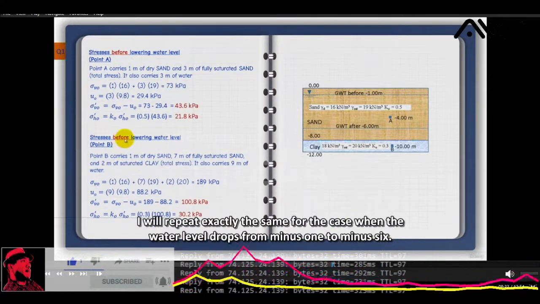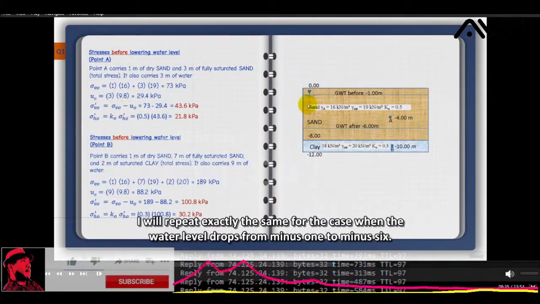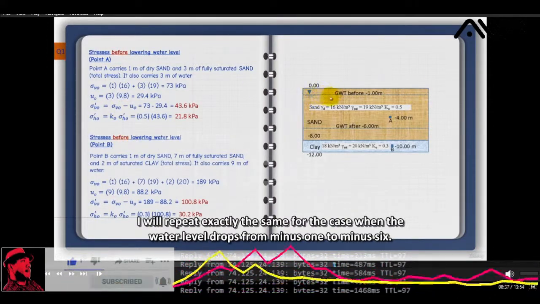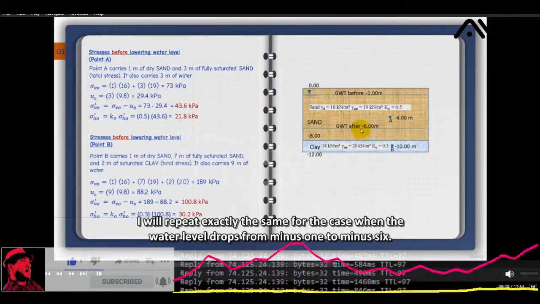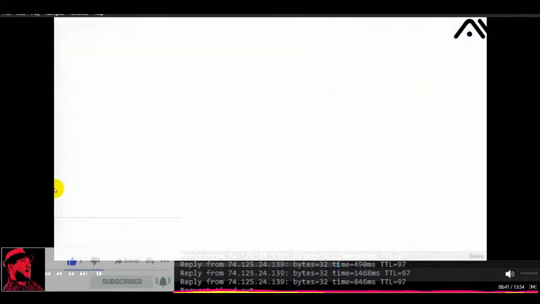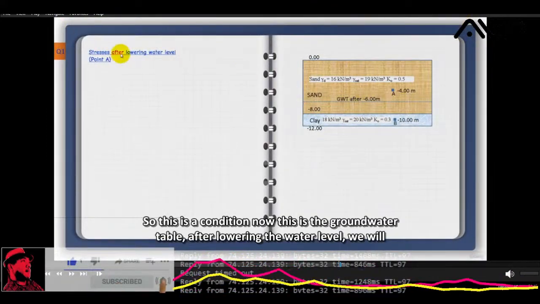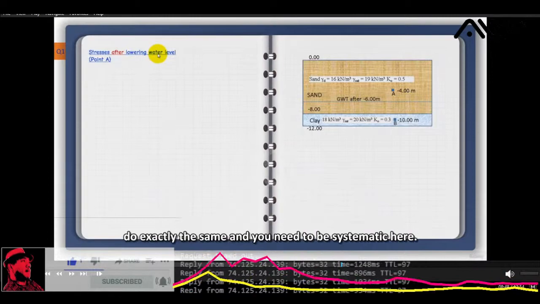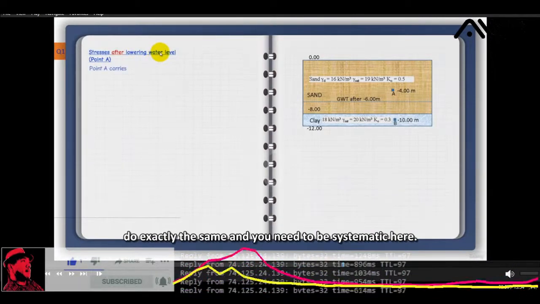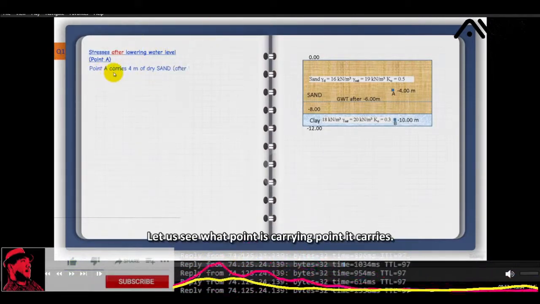I will repeat exactly the same for the case when the water level drops from -1 to -6. Let us do it. So this is the condition now. This is the groundwater table after lowering the water level. We will do exactly the same. And you need to be systematic here. Let us see what point A is carrying.